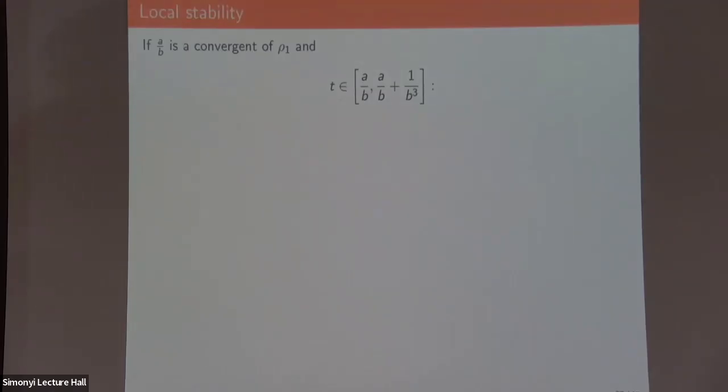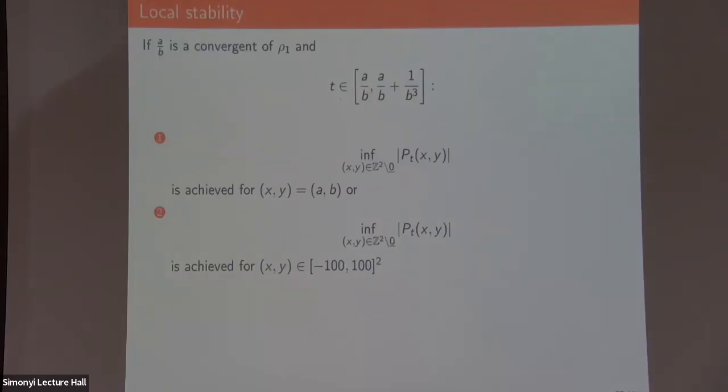To make that rigorous, if a over b is a convergent of rho 1, and t is in this neighborhood right here, it's a cubic neighborhood, there are 3 cases. Either the infimum is also achieved by the same x and y, or it's achieved by x and y that might be large, but not too large. They're finite. Let's say something inside minus a million, million squared.